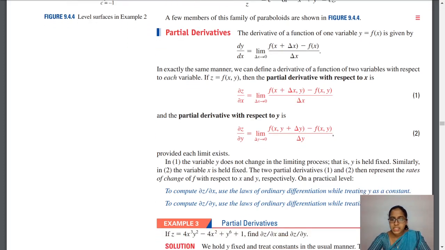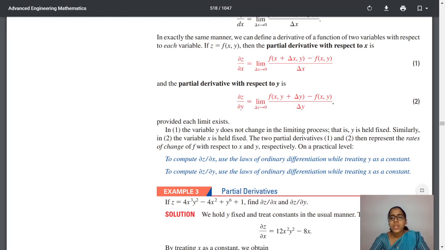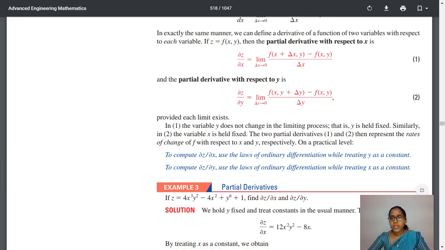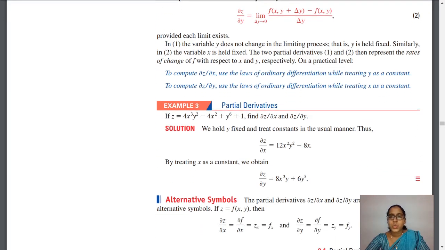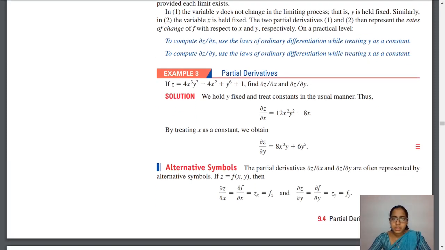So you can see that to compute dou z by dou x, we are using the normal laws of differentiation while treating y as a constant. Whenever we are asked to find the partial derivative with respect to x, we have to treat y as a constant, and when we have to find the partial derivative with respect to y, we have to treat x as a constant. So dou z by dou x is the partial derivative with respect to x, and dou z by dou y is the partial derivative with respect to y. Now you can see a simple example.